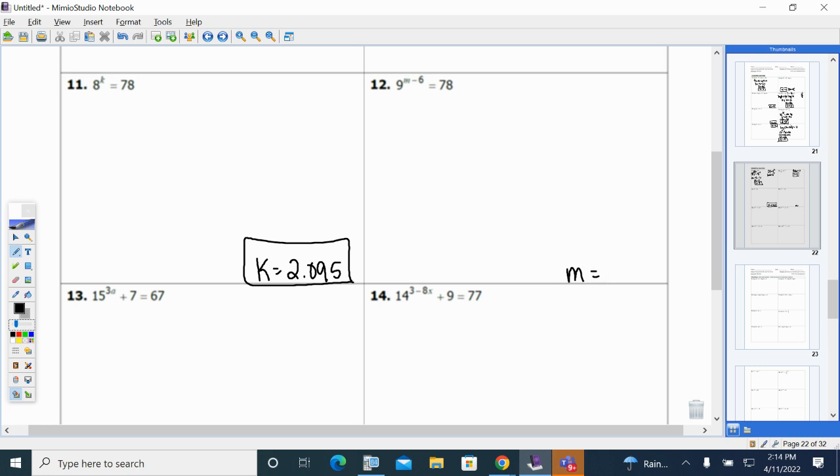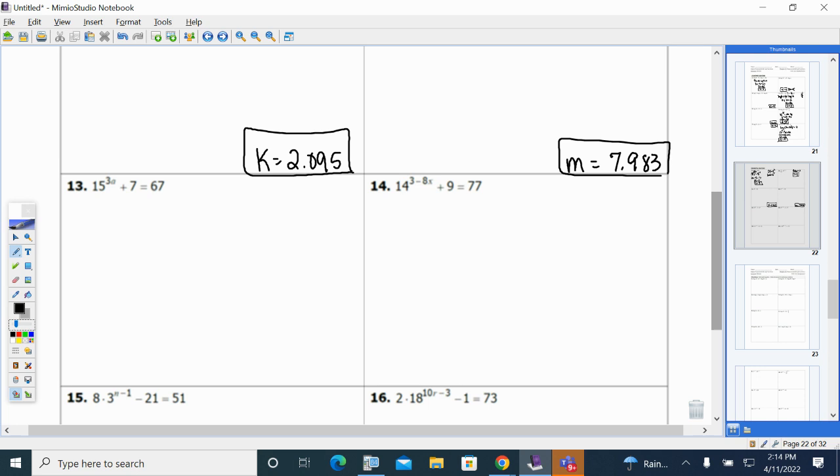And this one is m equals 7.983. I want to look at 13 and 14. They're very similar. I'm going to work number 14. 14 to the 3 minus 8x plus 9 is equal to 77. So 14 to the 3 minus 8x is your exponent part.